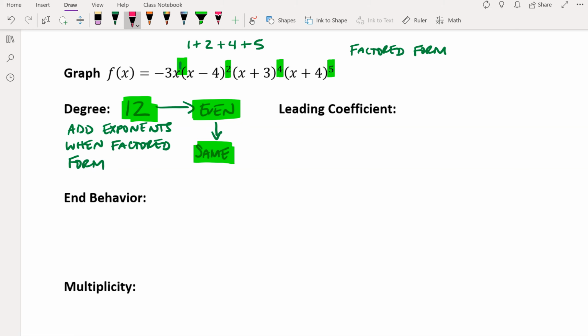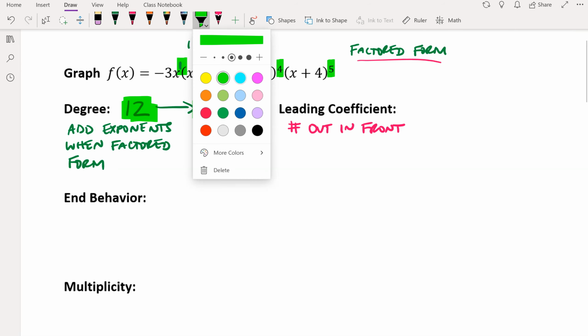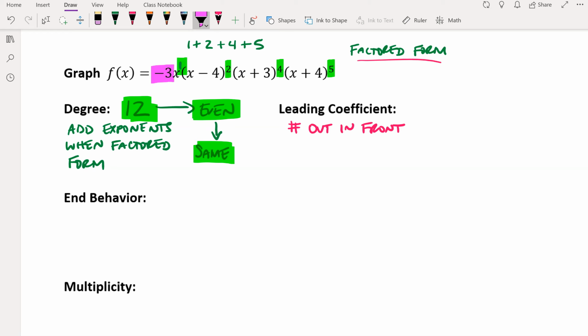Now let's get our leading coefficient. So when you're in factored form, you see a bunch of factors or parentheses. The leading coefficient is going to be the number out in front, in the very front. The number multiplying out in front in factored form. So what number is sitting out in front? What is our leading coefficient? That would be this -3. The number out in front is -3, so our leading coefficient is -3.